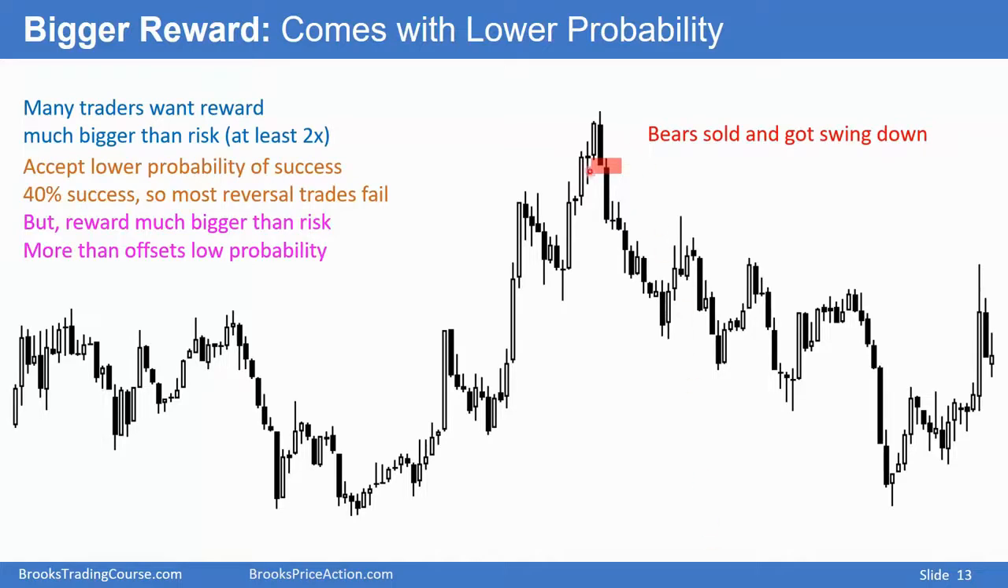For example, the bears sold here. The risk is small compared to the reward. Probability, not all that high. More likely, we're going to go sideways. Yet, we went down a long way, and it became a very good trade. Some bears would take their profits here. We have a wedge bottom and a higher low compared to the original bull trend. Others will take their profit here after a huge sell climax. In either case, the reward for the bears here or here is many times bigger than their initial risk.